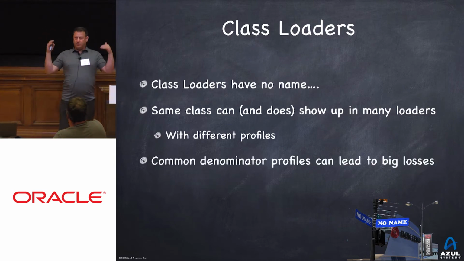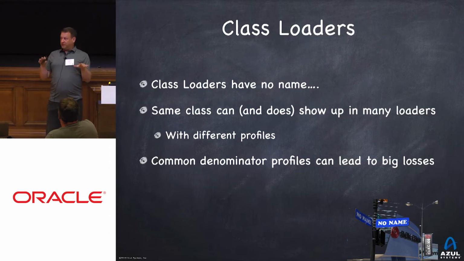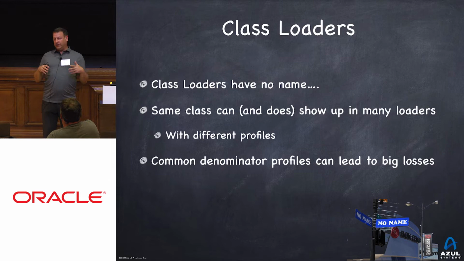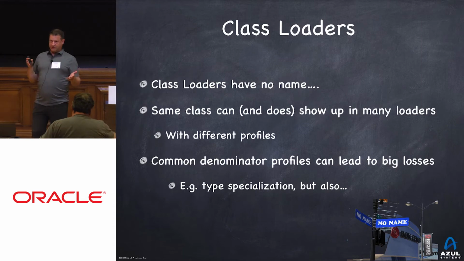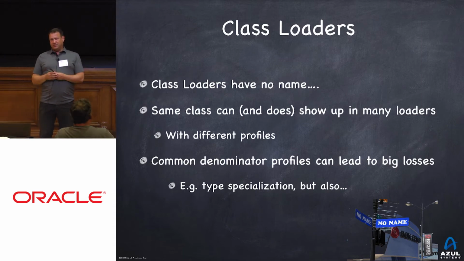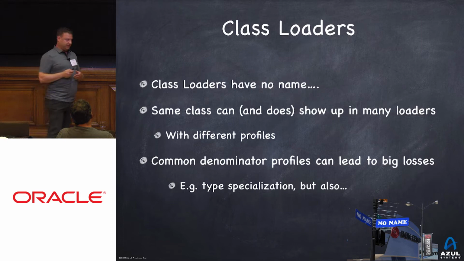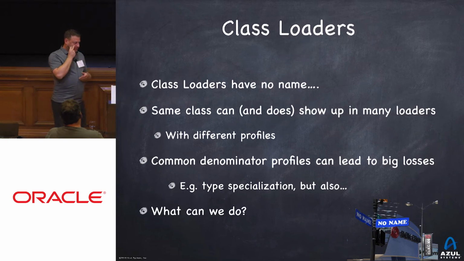And if what we do is fall back to a common denominator profile that is the worst of all the classes, we lose a lot, right? Simple examples like type specificity would be lost. But say there's one place where you actually throw null pointer exceptions, and it's one out of the 100 class loaders you have. Do you really want all of them to compile without the optimizations?